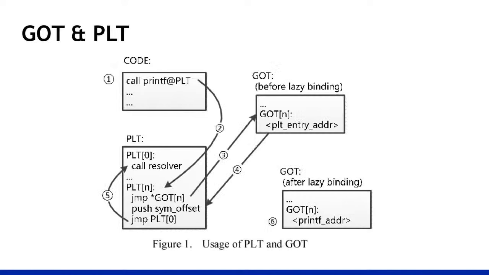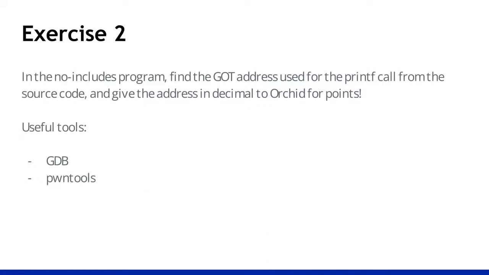Okay, so now let's actually do an exercise. In the no includes program, I want you to find the global offset table address used for the call to printf from the source code, and give the address in decimal to get the flag. I will start you off with a little bit of a hint: you want to use disassembly.